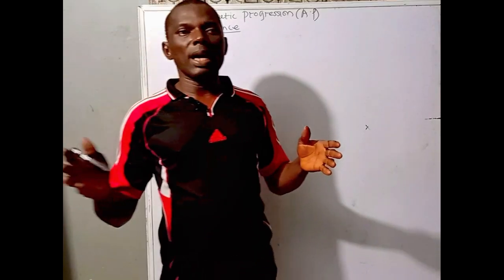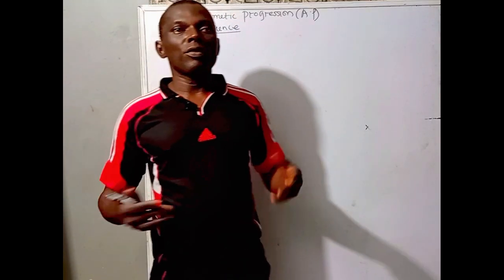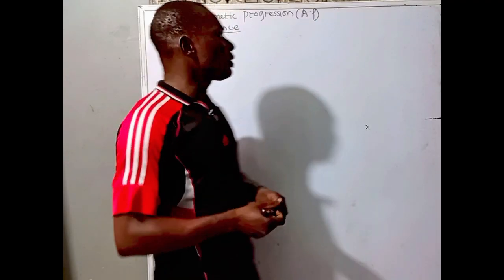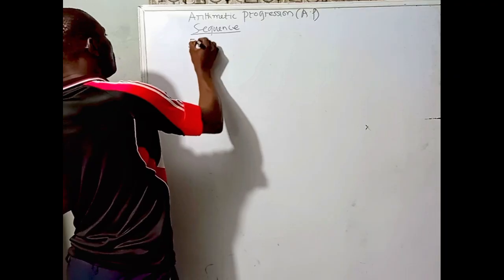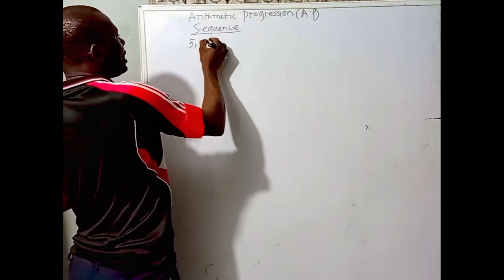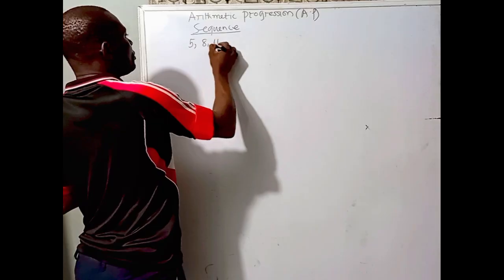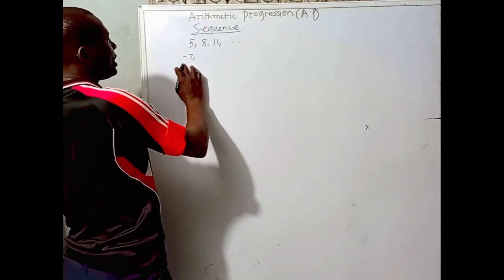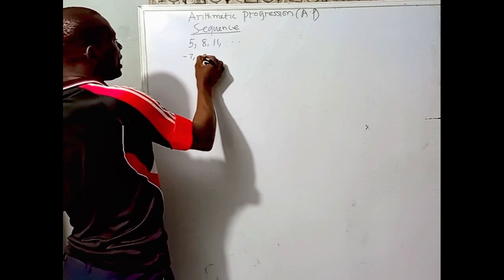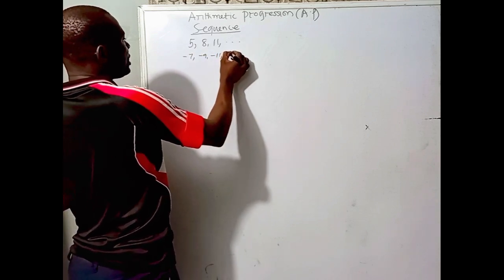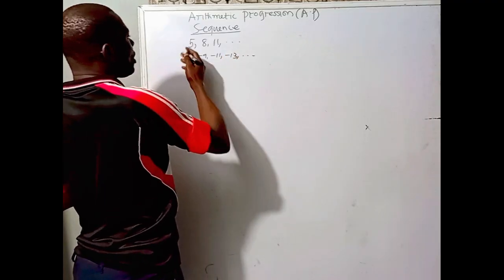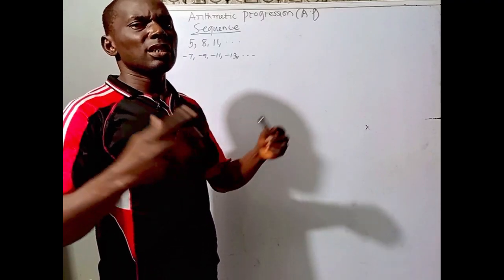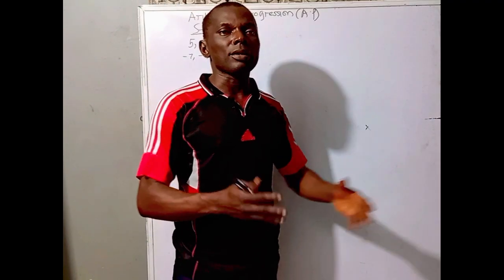Now when we talk about a sequence, we are looking at a list of numbers that follow a pattern or a rule. Let's take, for instance, we have 5. Maybe we keep on adding 3: 8, the next one is 11, like that. Maybe we have another number here, 7. We keep on adding negative 2 to it. This will be negative 9, negative 11, negative 13. All these are what we call sequences. They are lists of numbers that follow a pattern or a rule.